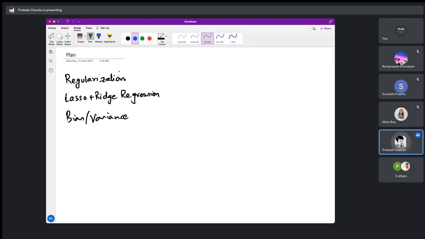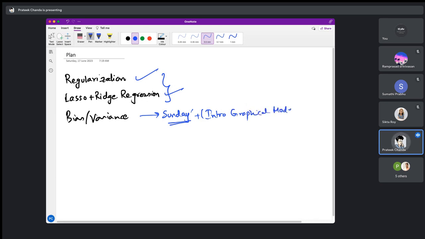For this lecture I'm going to write mostly by hand, so that it's easy to follow for all of you. These two things, regularization and lasso and ridge regression. Regularization would be done today. Lasso and ridge regression probably would be done today also, and this thing can go to Sunday, tomorrow's lecture. If we have some time, we can also include some intro to graphical models, like Bayesian networks, for tomorrow's lecture.